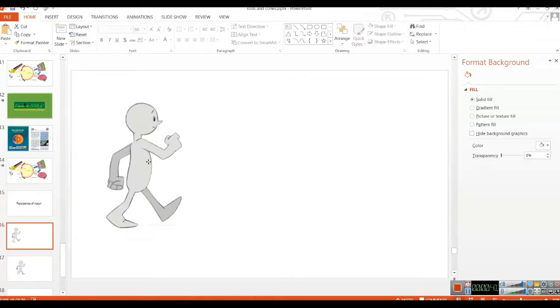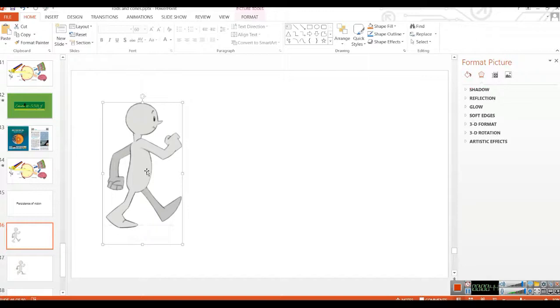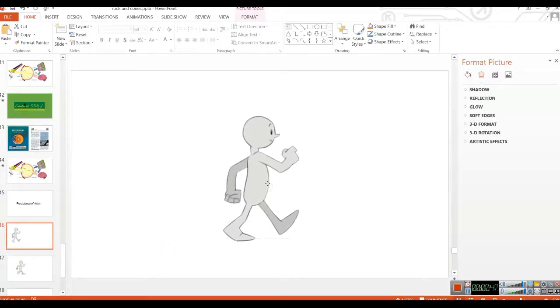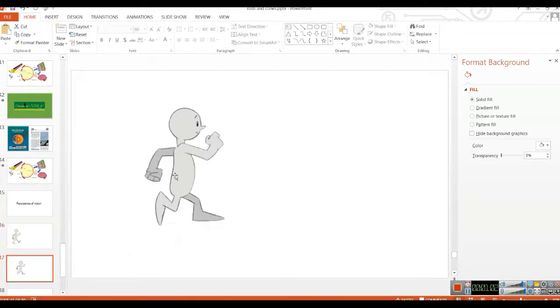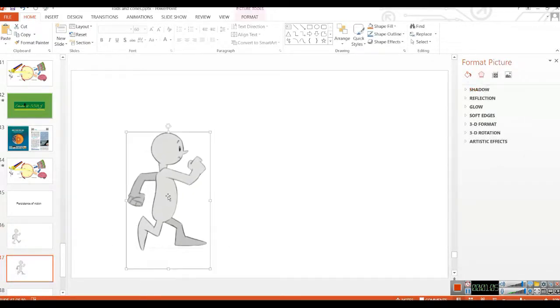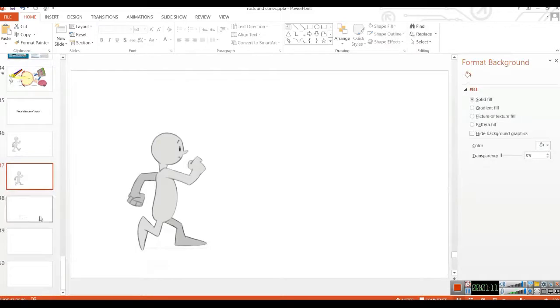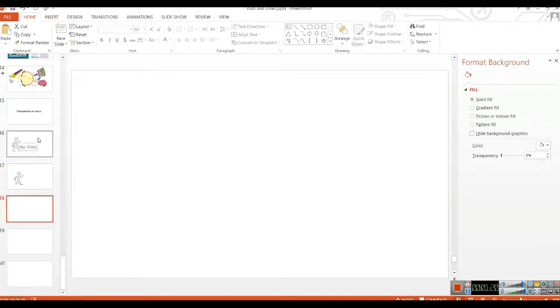Here I have a man who is in action of walking, right? I can move this by using my mouse. It's a single picture in this slide. In the same way, I have in the next slide one more picture. This is again a single picture, right? Now in the third slide, I don't have anything, but I am going to keep a few pictures on the different slides here. I hope you understand what the slides in the PowerPoint are.